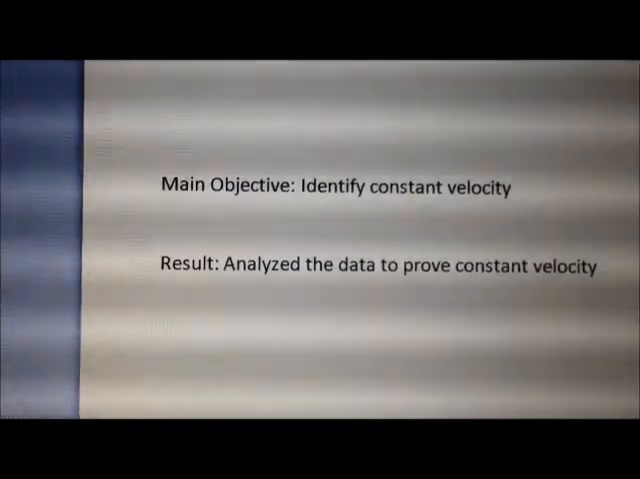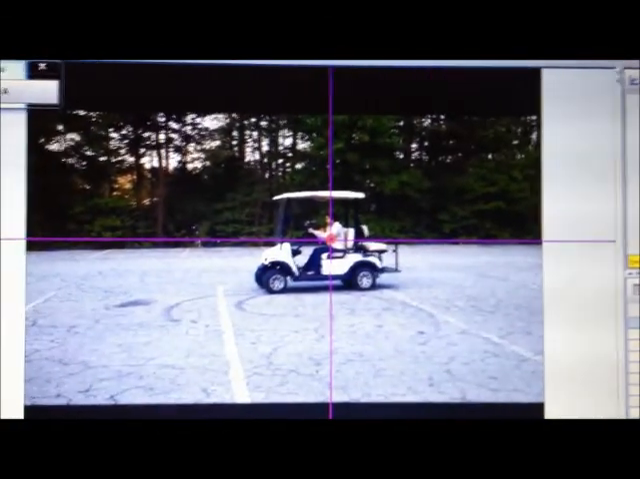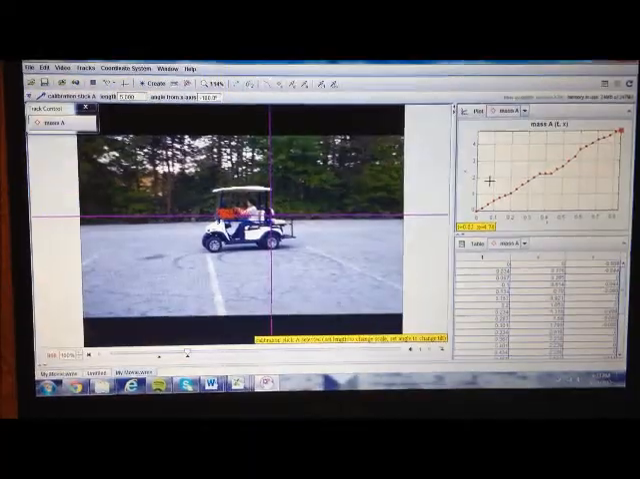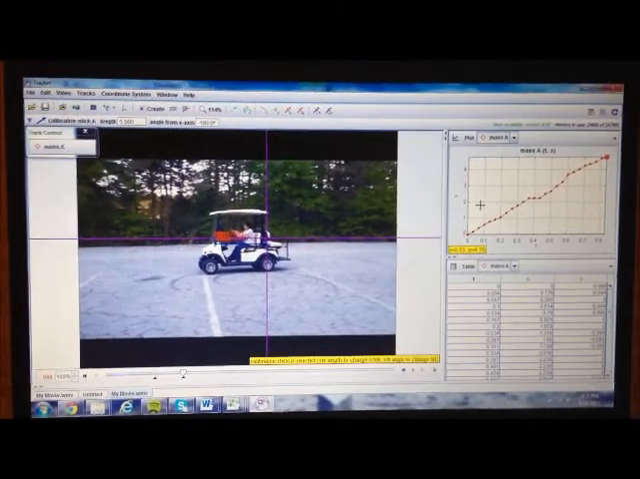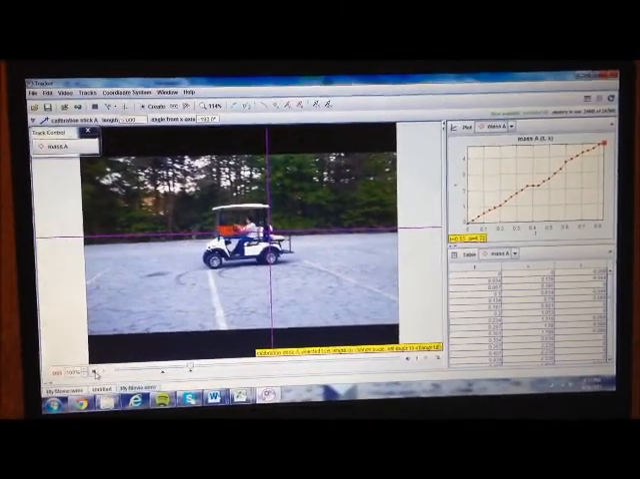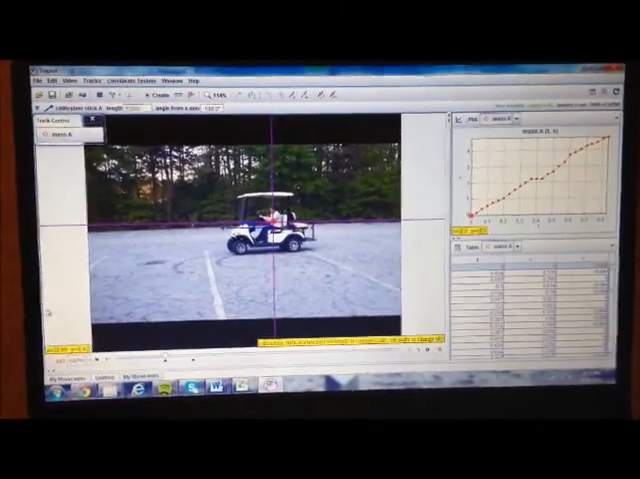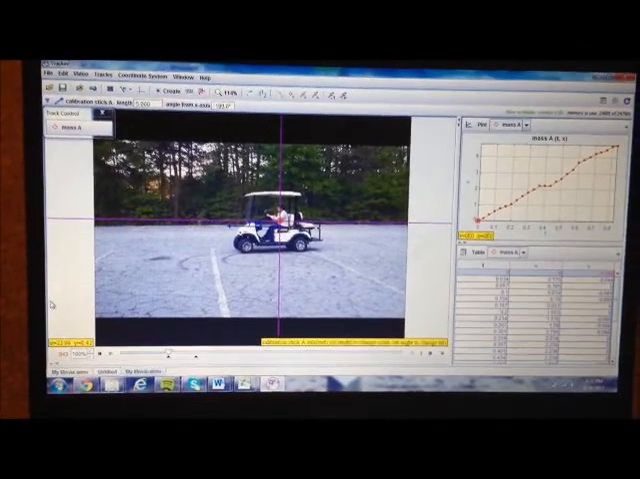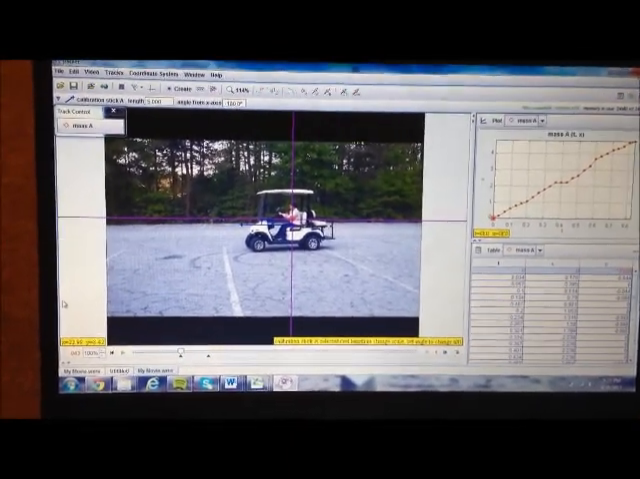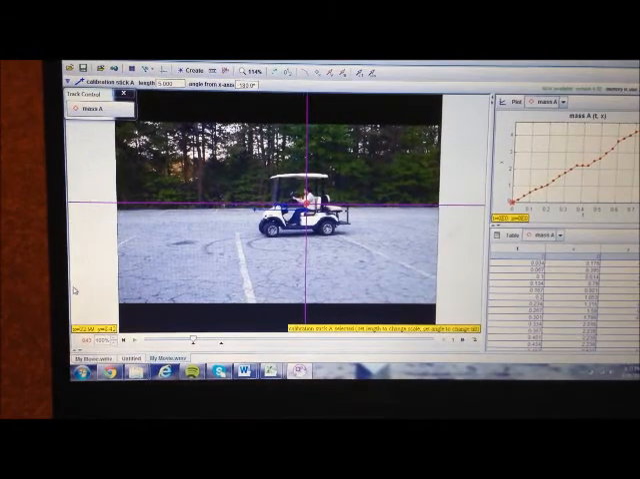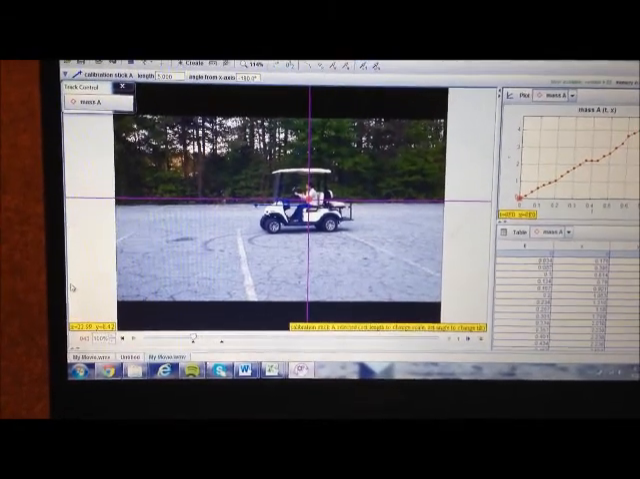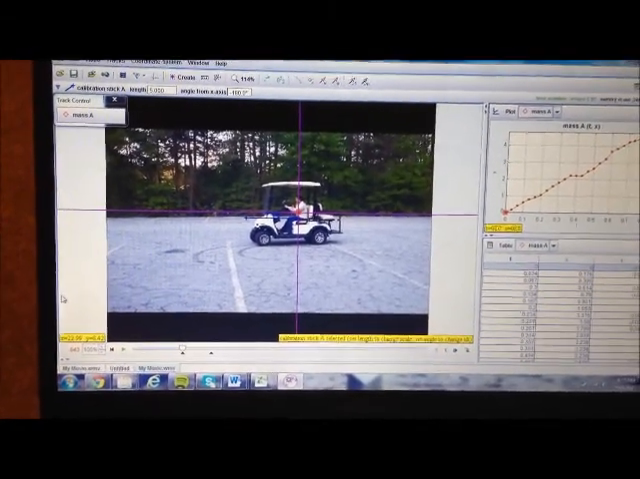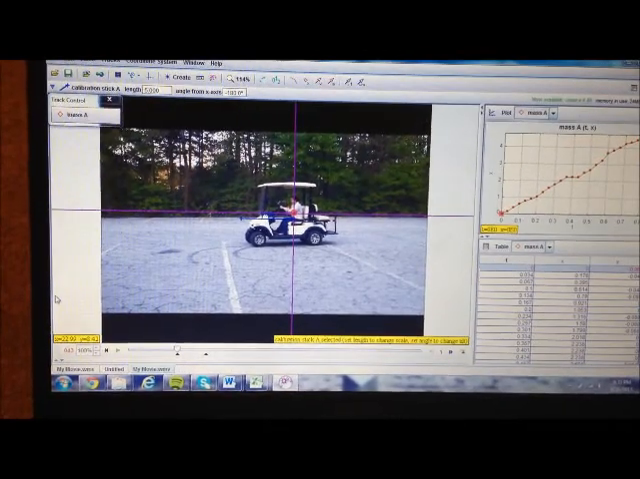For my data, I tracked myself on a golf cart. Here is a video of me driving a golf cart, and I tracked this video in Tracker. The time clip is about 1 second, and I started the clip right as I started the golf cart, and I ended the clip right before I stopped the golf cart. So this video is always in constant motion.